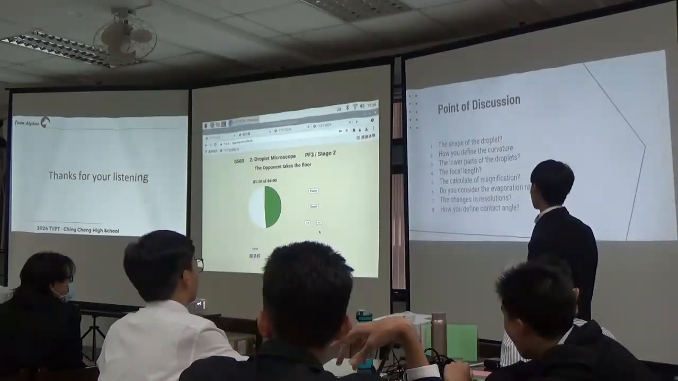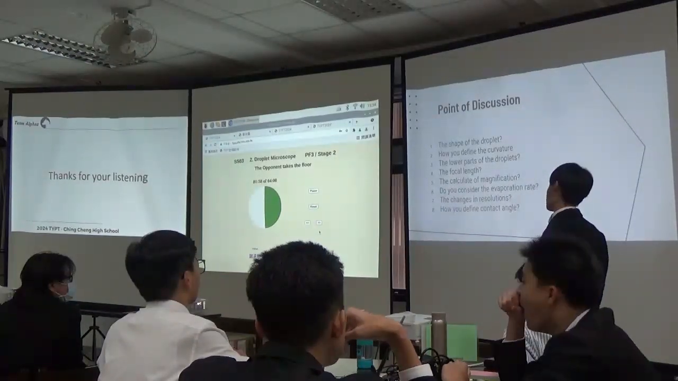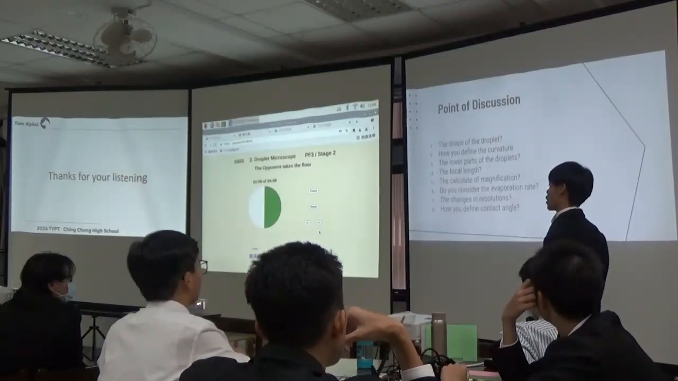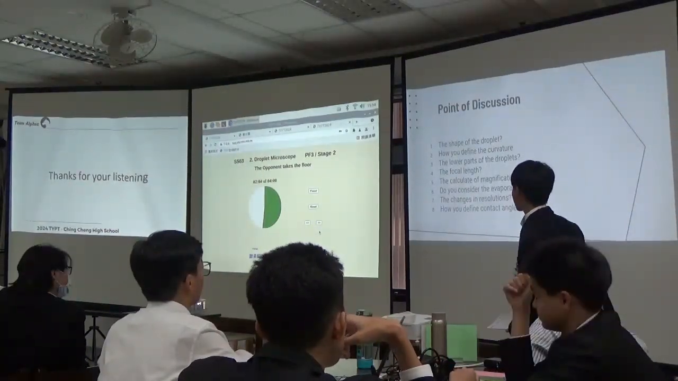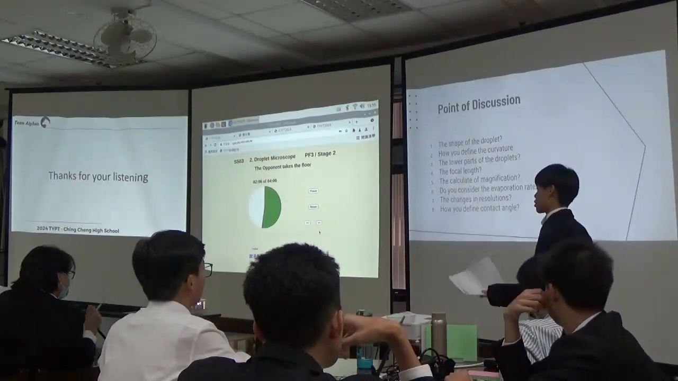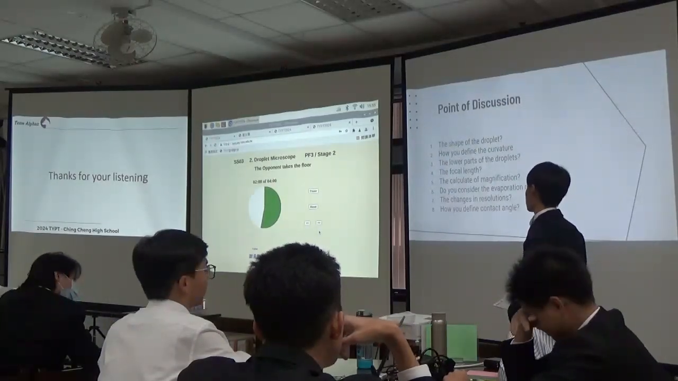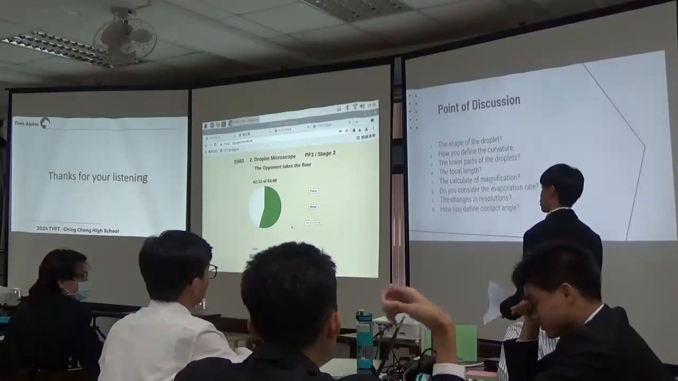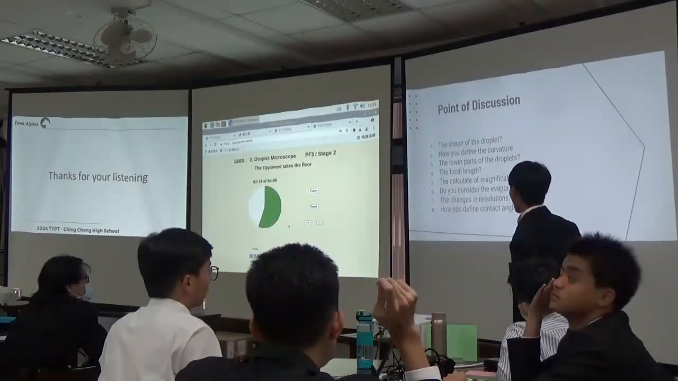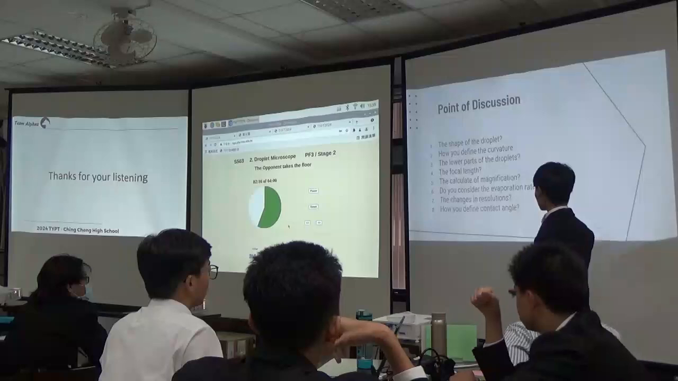And sixth, we're going to be considering the evaporation rate, which is quite important when you're conducting an experiment with lower volumes of droplets. And number seven, the changes in resolution, because I believe the focal length is involved in calculating the theta, so there might be changes in resolution. And eighth, how to define the contact angle. And thank you.